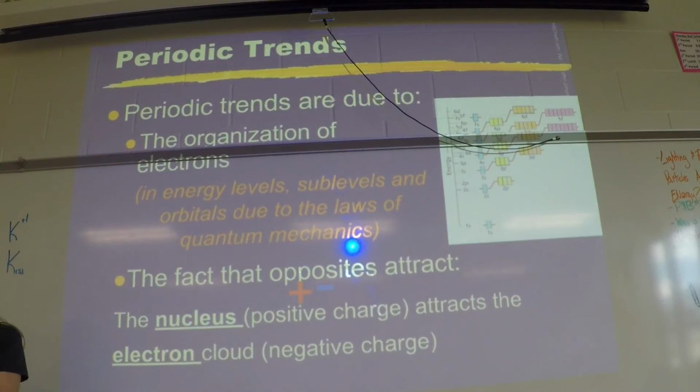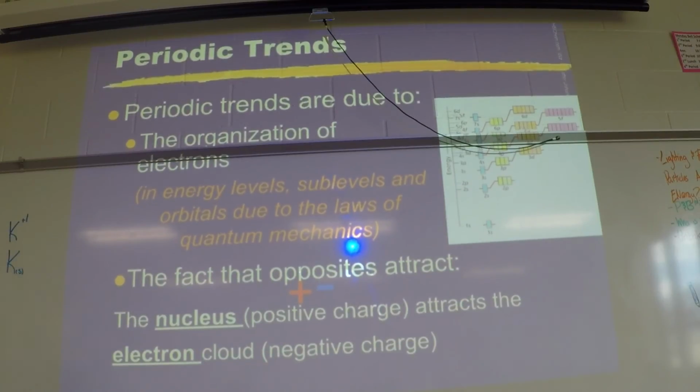Okay, so as we're looking at our trends, the main thing to focus on here, the way to visualize it, is kind of like a magnet. Inside an atom, protons in the nucleus attract the electrons out in the cloud. And that's going to be the main force we're focused on today, this positive, negative attraction.